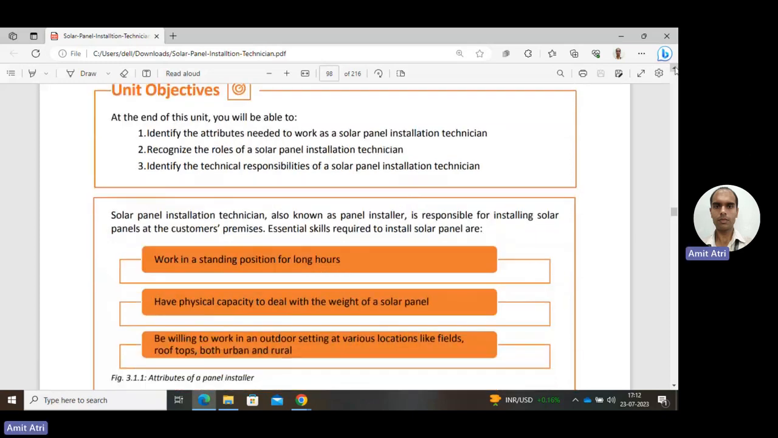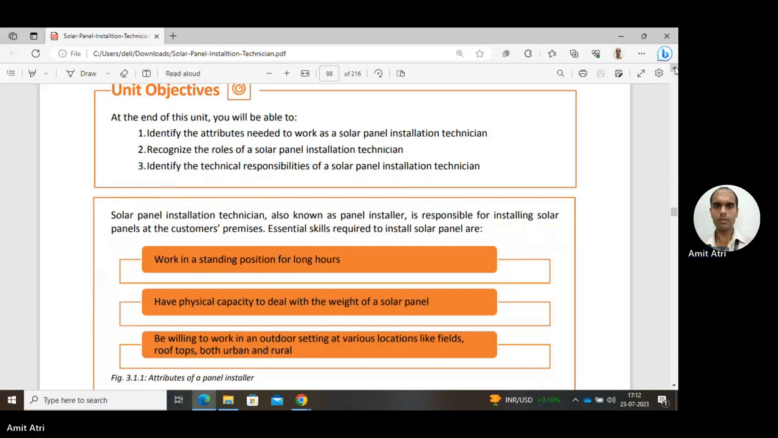What are the essential skills required to install the solar panel? Because the task is outdoors, in the field, and most probably in the sun, because panels will be installed where sunlight is available in a very good amount, the panel installer should be able to work in a standing position for long hours, because this task takes a lot of time for a complete installation.